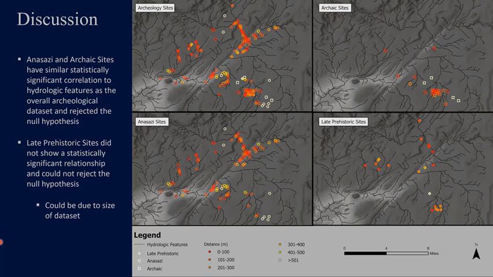Late prehistoric sites did show a visual association with hydrologic features, but did not show a statistically significant relationship via the chi-squared test, and cannot reject the null hypothesis that archaeological sites are not related to hydrologic features. This could partly be due to the size of the data set, as late prehistoric sites was the smallest data set overall out of the 4 data sets, the 3 different time period data sets and the overall set, that were used in this study.